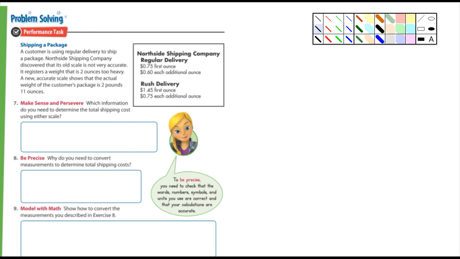Shipping package. A customer is using regular delivery to ship a package. Okay, so here's the regular delivery. The North Side Shipping Company discovered that its old scale is not very accurate. Okay, and so this is the North Side Shipping Company. And it registers a weight that is 2 ounces too heavy. So a new accurate scale shows the actual weight of the customer's package is 2 pounds 11 ounces.